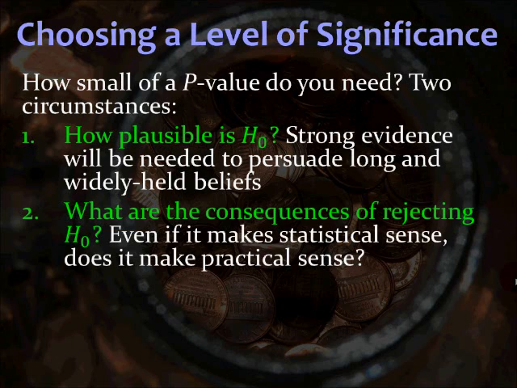Secondly, what are the consequences of rejecting the null? Even if it makes statistical sense, does it make practical sense? A lot of times the differences will be so small that it's really not necessarily worth it to implement changes. And we'll see some examples of that coming up.